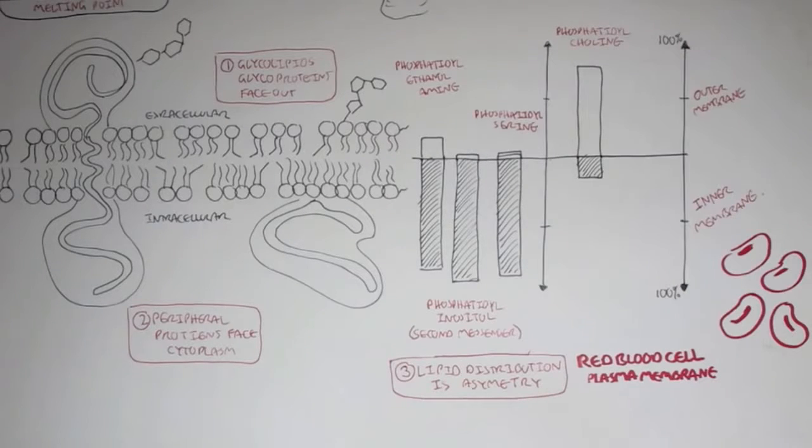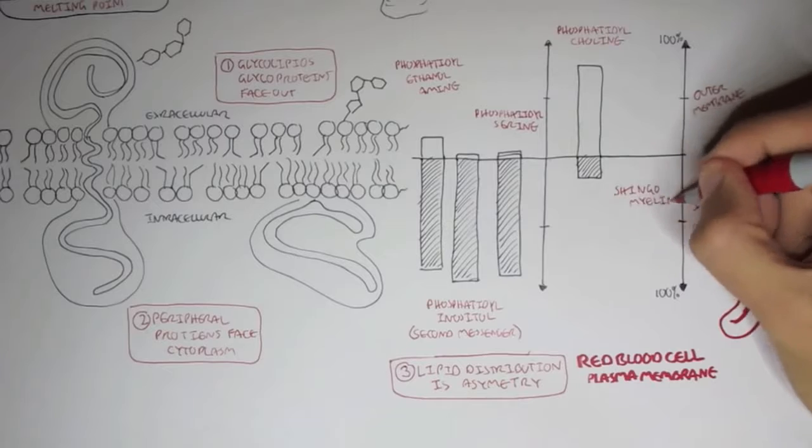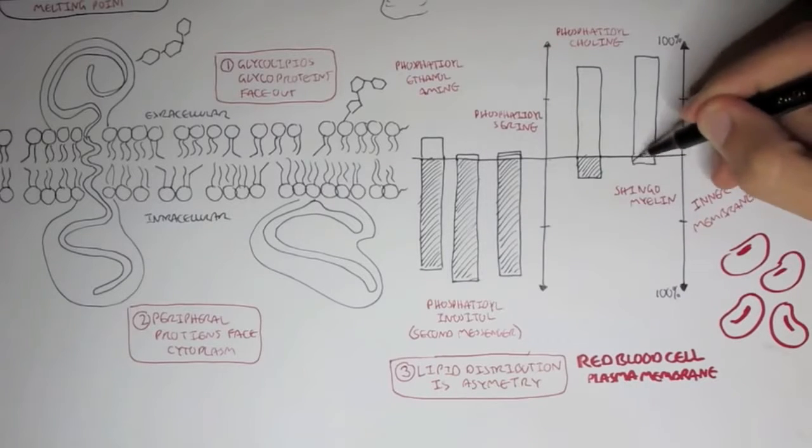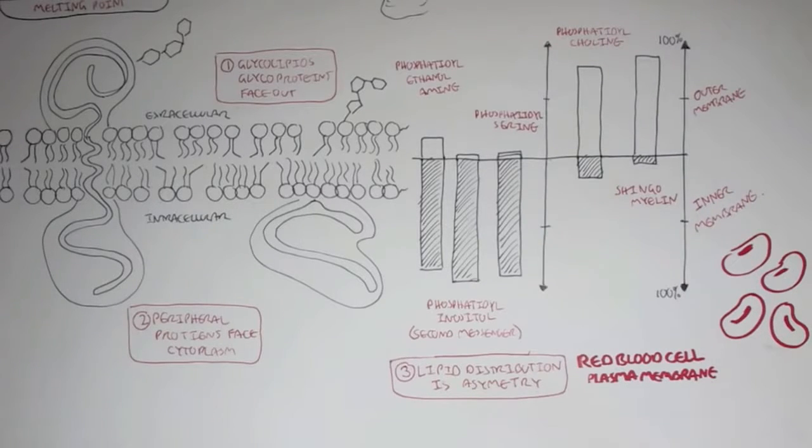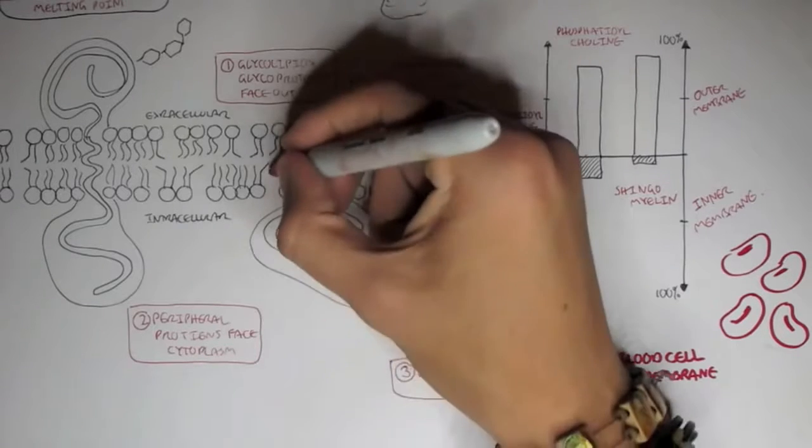Phosphatidylcholine, on the other hand, has a higher concentration on the outer membrane leaflet, as well as sphingomyelin, which is highly concentrated on the outer membrane. So as you can see, the distribution of the different types of lipids varies in the red blood cell plasma membrane. And this is important to know.